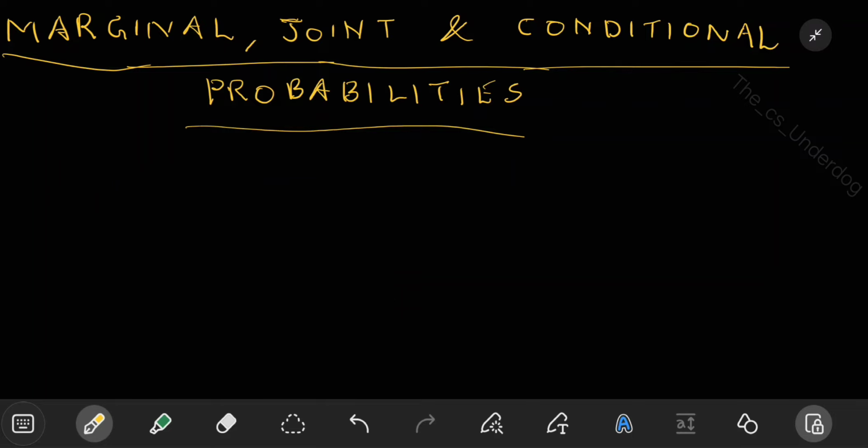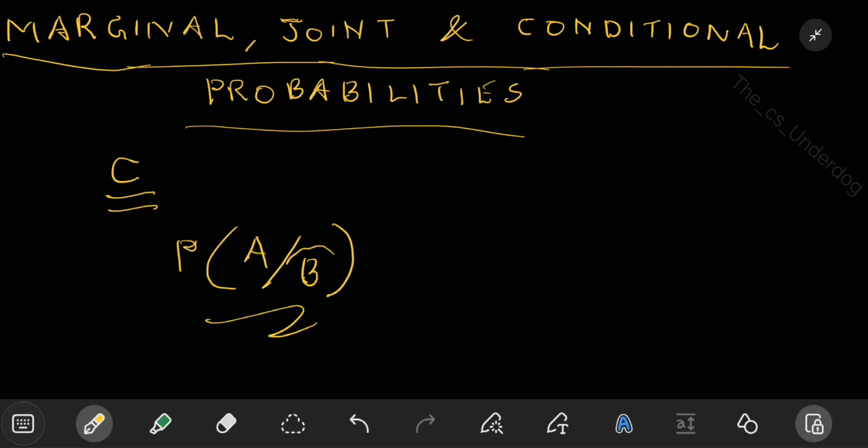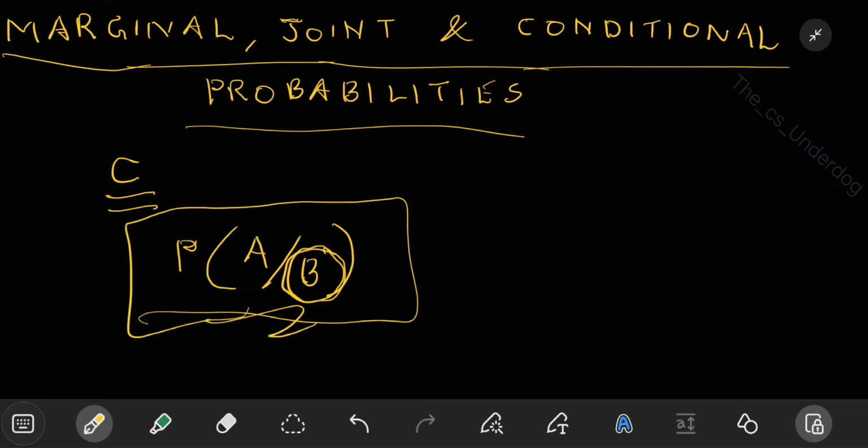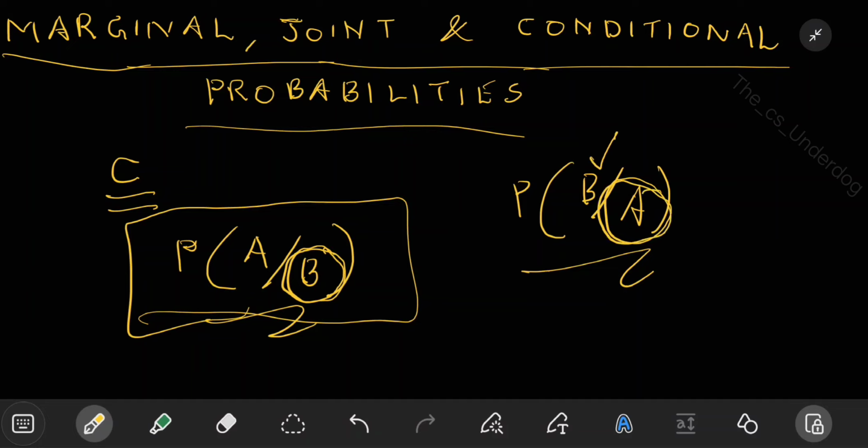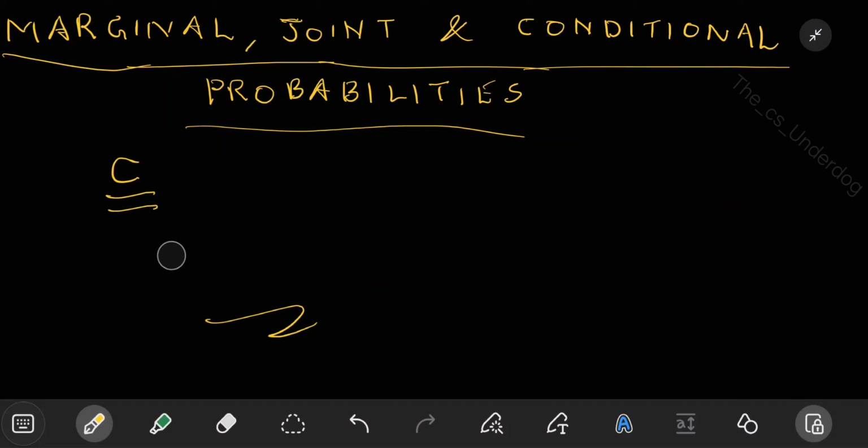And what is conditional? The third term, conditional probability. This is the probability of an event occurring given that another event has already occurred. Let's say probability of A given B. If there is an event B which has occurred, then what is the probability of A? This is what you call conditional probability. P of A given B, or let's say you want to know P of B given A. Given that event A has already occurred, what is the probability of B? This is conditional.